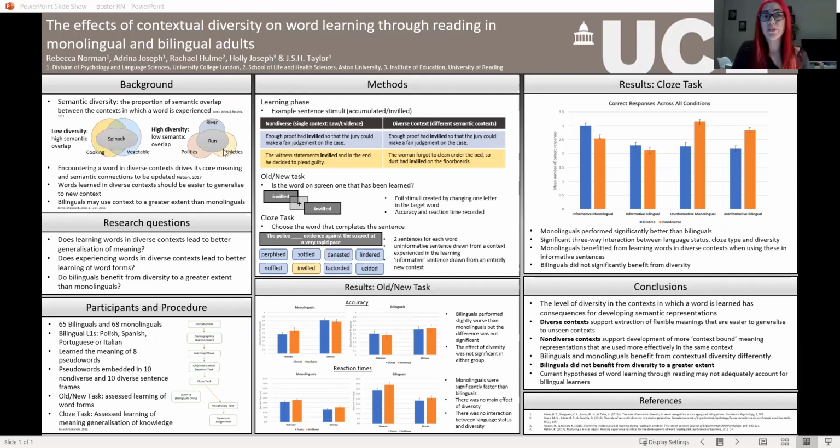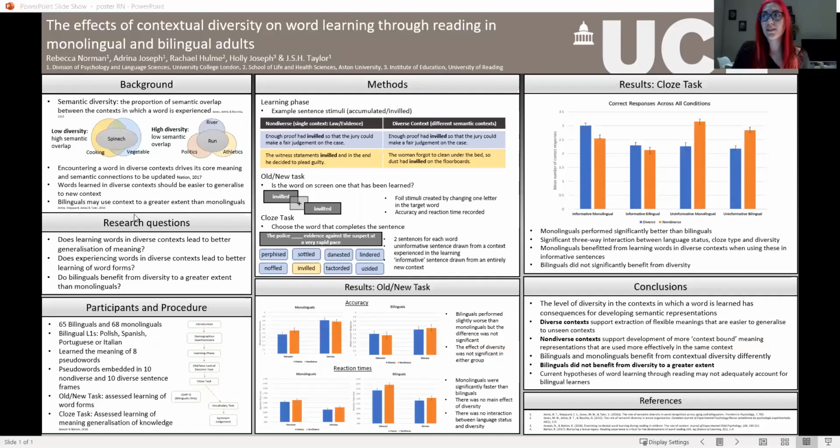However, high diversity words have a low degree of semantic overlap, allowing for a word to take on somewhat different meanings in different contexts. For example, run means different things whether you're talking about a river, an athlete, or a politician. This flexibility of meaning suggests words experienced in diverse contexts should also be easier to generalize to new contexts.